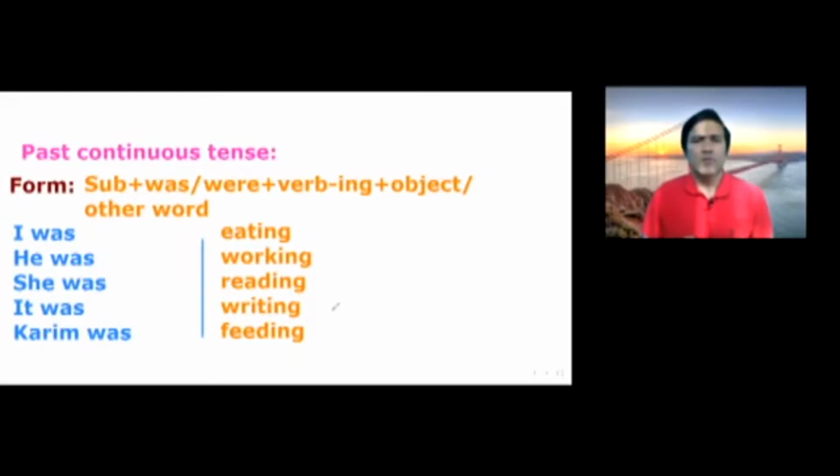So what is the form of past continuous tense? Subject plus was or were plus verb-ing plus object or other words. For the subjects I, he, she, it, Karim, we always use was.